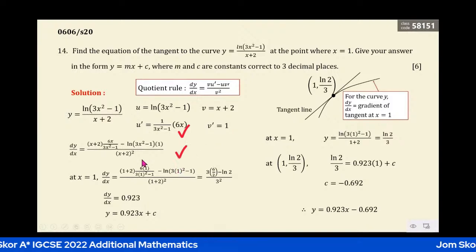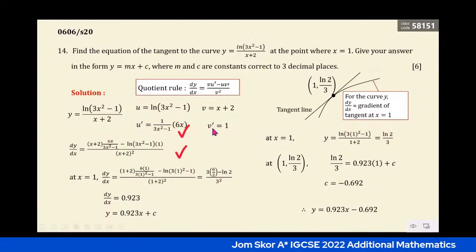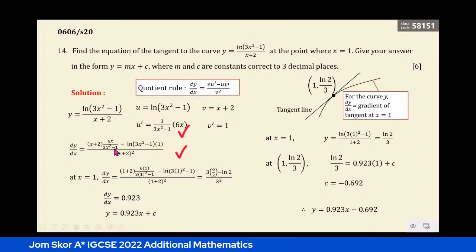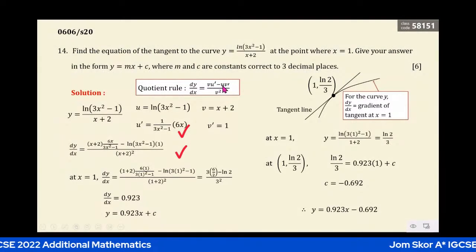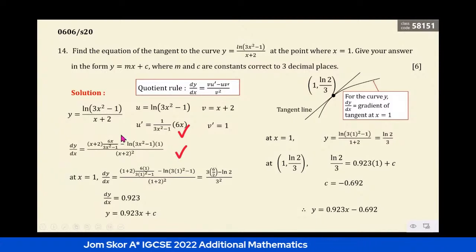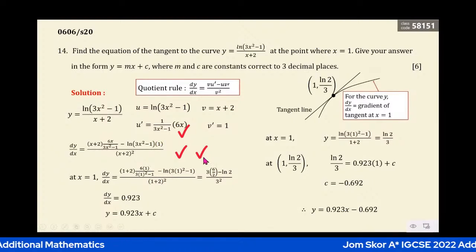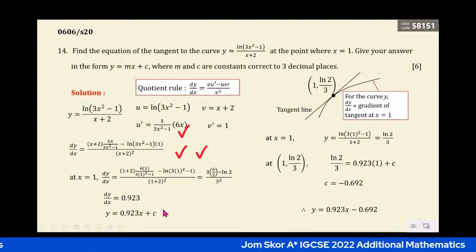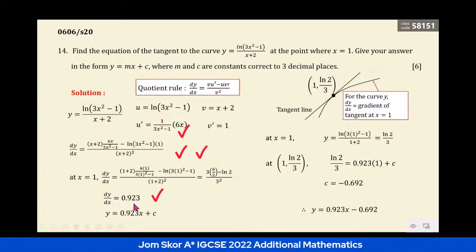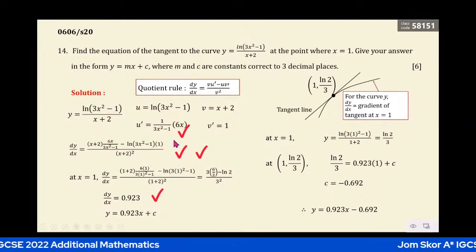Okay, so once you use the quotient rule, even though your U prime or your V prime is wrong, whichever one is wrong, but when you use V U prime minus U V prime over V square, you still get 1 mark for attempt to use the quotient rule. And if you get all correct, you will get another mark. All right, and then you substitute the value, then you will get dy/dx is 0.923, so you will get 1 mark. So 1, 2, 3, 4.